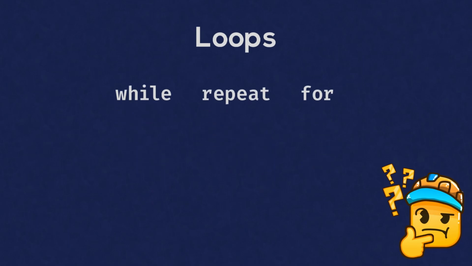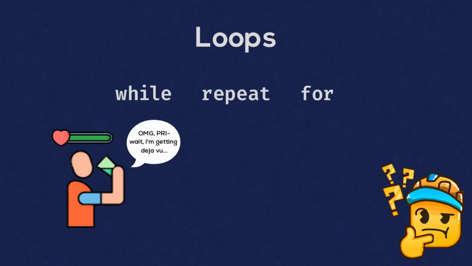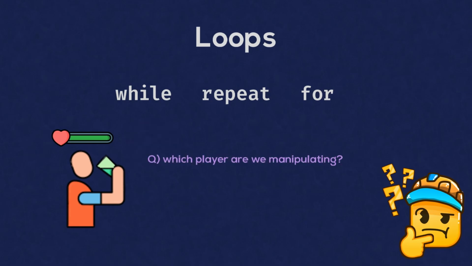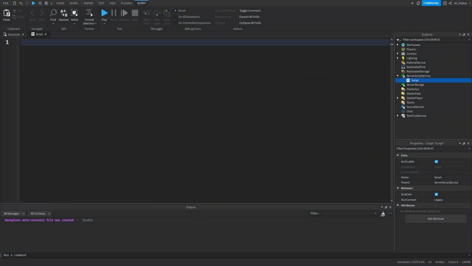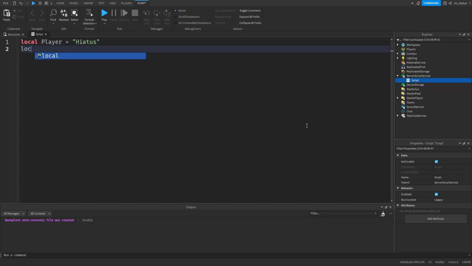But before we start creating loops, we need to write down some key information about the player whose health we want to deplete. We need to know which player we are going to work with and the amount of their health. So let's create a variable for the name of our player and another variable for their health. Local player equals hiatus and local player health equals 100.